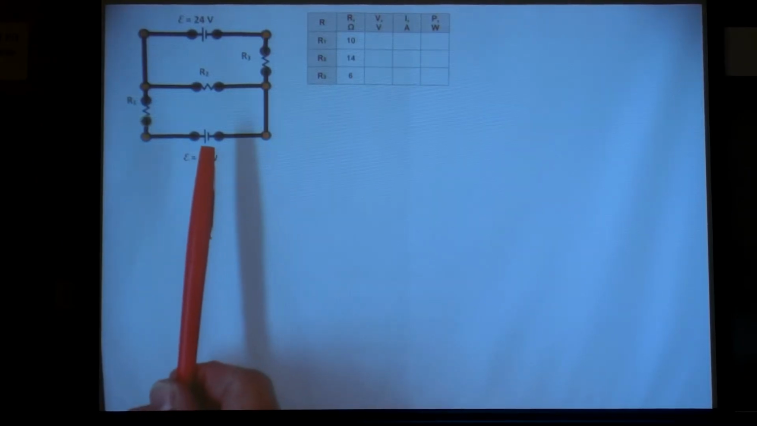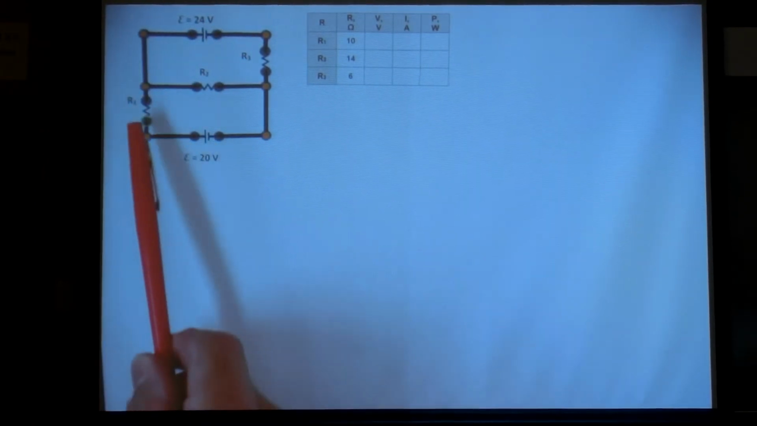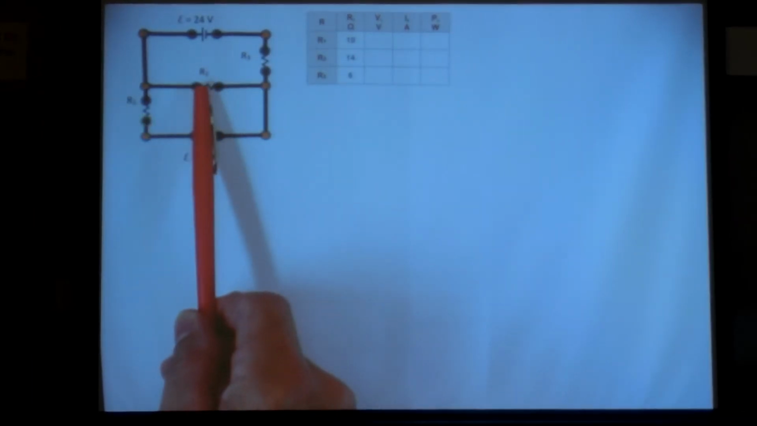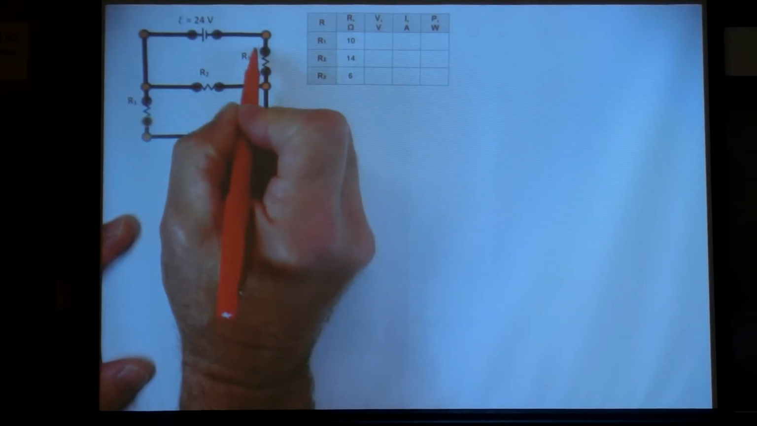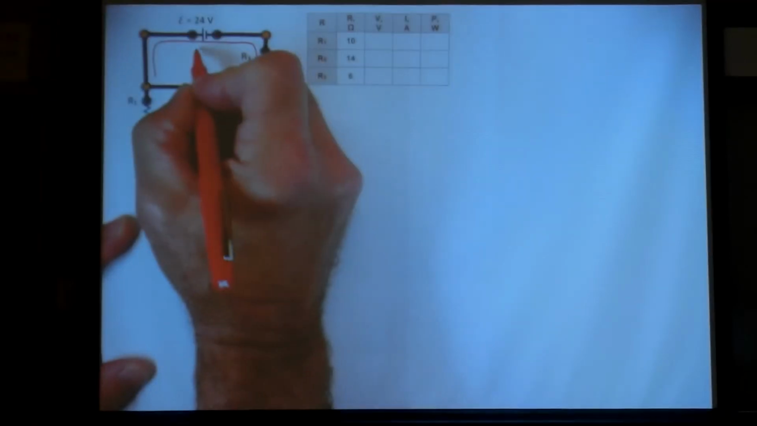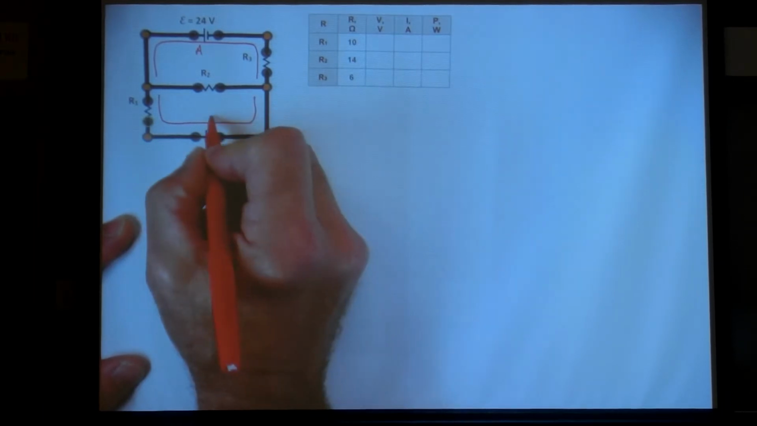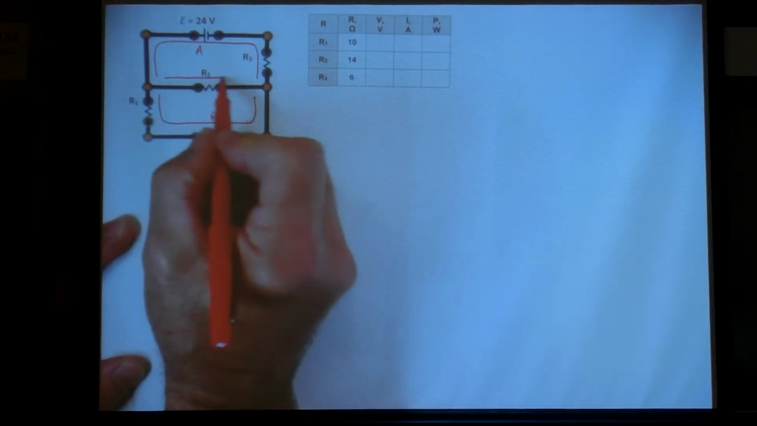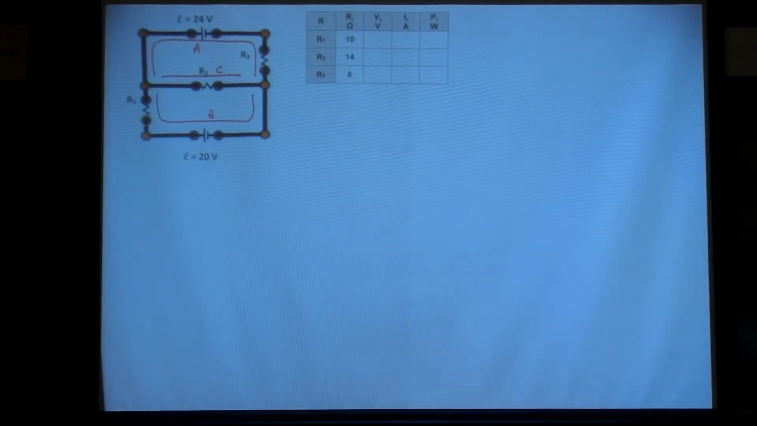In this first circuit, I see two batteries, 24 volts, 12 and 20 volts, and three resistors, 10 ohms, 14 ohms, and 6 ohms. We solve this by looking at the sections of the circuit in which current flowed. So we're going to have current flowing through this part. We'll call that A. We'll have current flowing through this part. We'll call that B. And we'll have current flowing through this part. We call that C.